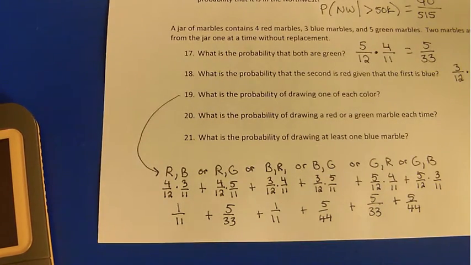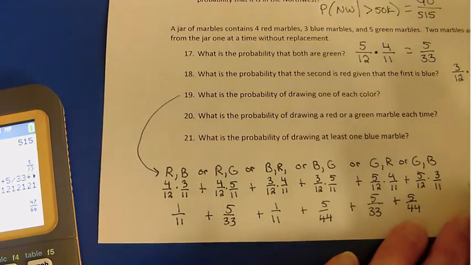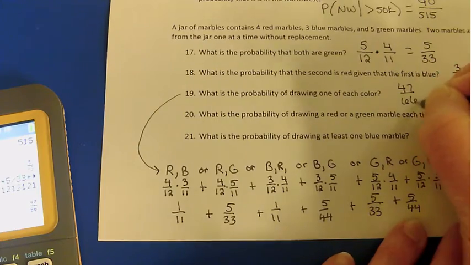And if I added those all up, 1 out of 11 plus 5 out of 33 plus 1 out of 11 plus 5 out of 44 plus 5 out of 33 plus 5 out of 44, I ended up with 47 out of 66.